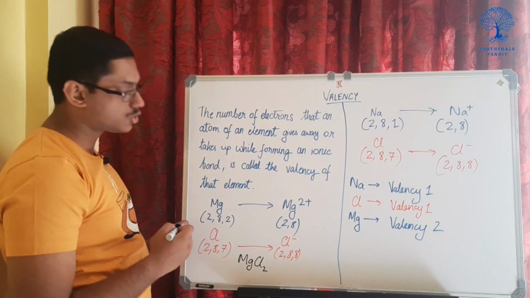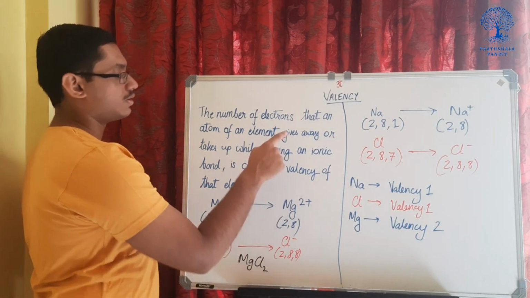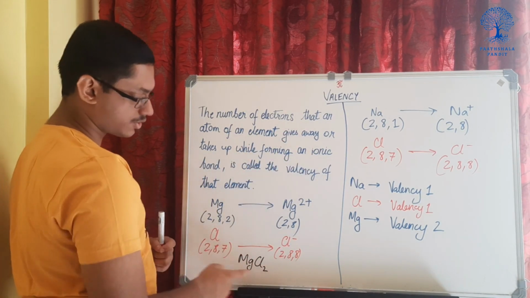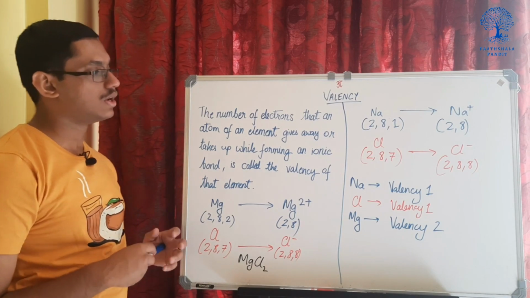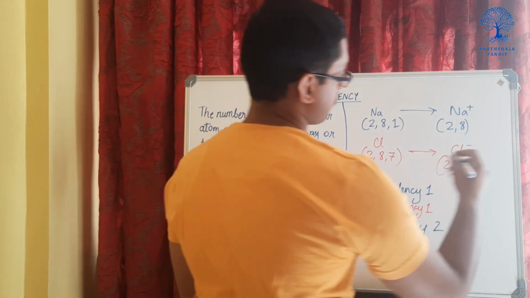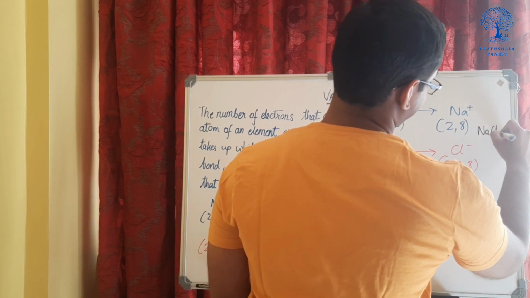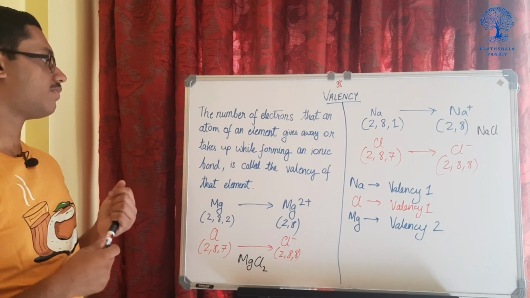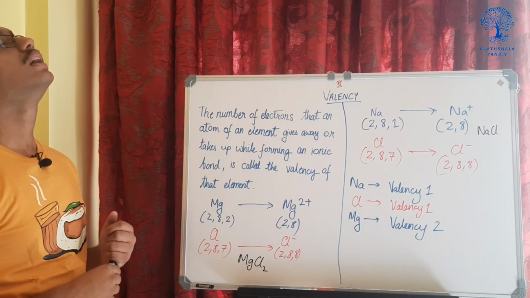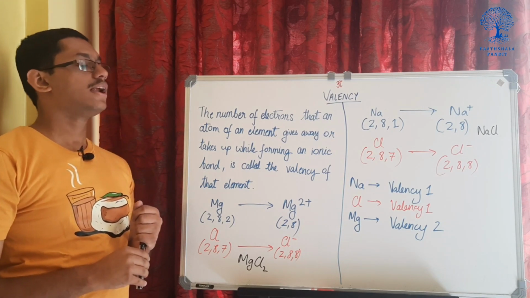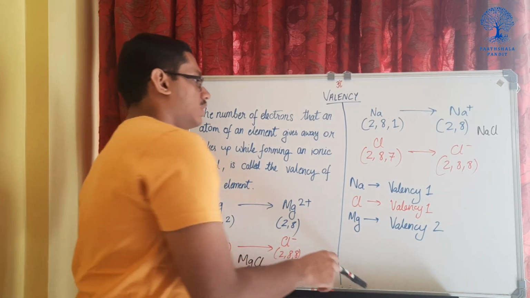Magnesium valency becomes 2 because it gives away 2 electrons while forming an ionic bond. This is also an ionic bond, MgCl2, just like NaCl. Let me write NaCl here. Similarly, I can give you another example.